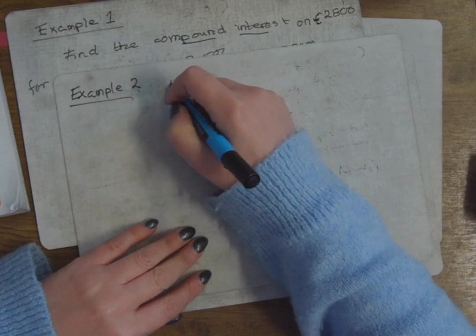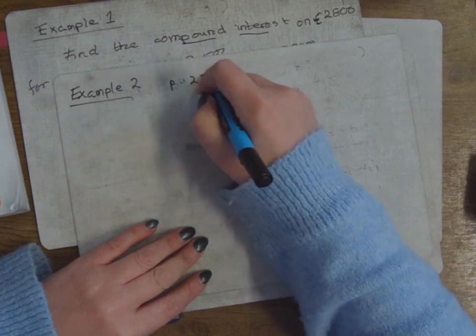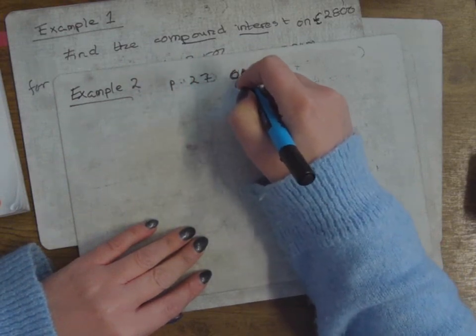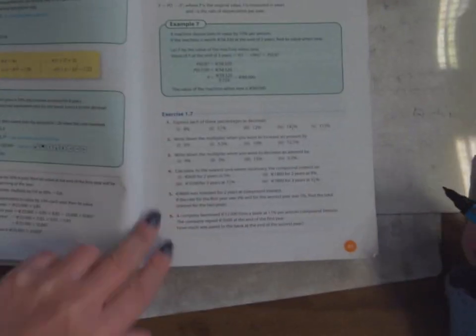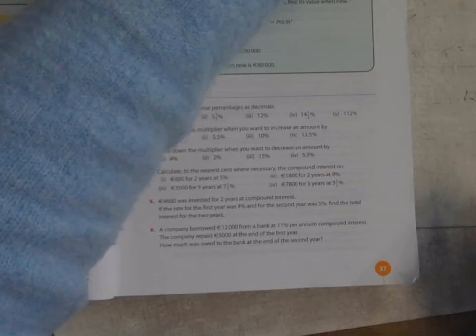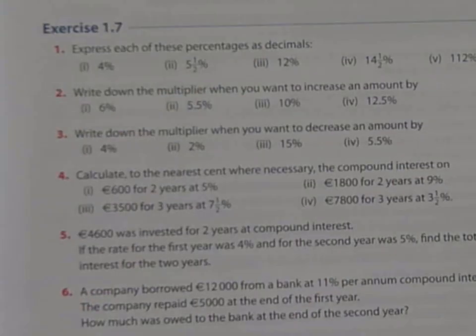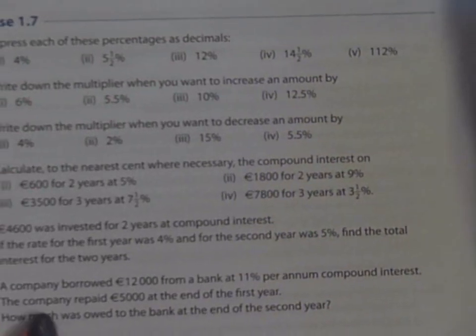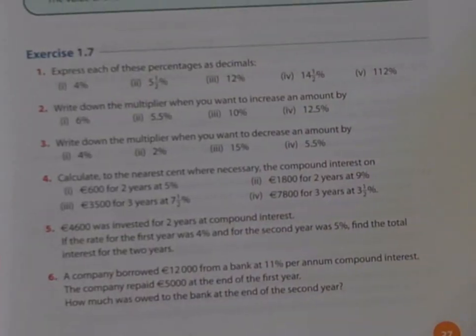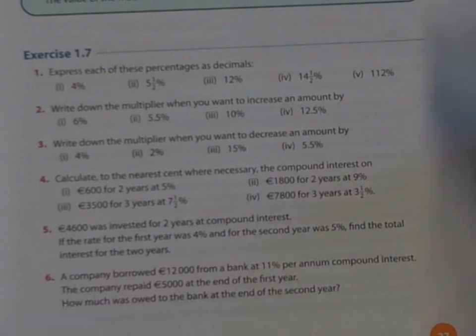Okay, so it's page 27, question 5. So I'm not writing it out, so you can either, if you're happy to just put page 27, question 5 in your example copy, or if you want to write it out, there it is. Okay, I went too big. So question 5. Can you read that? Yeah. Okay.